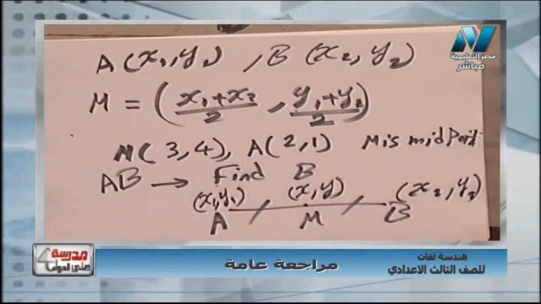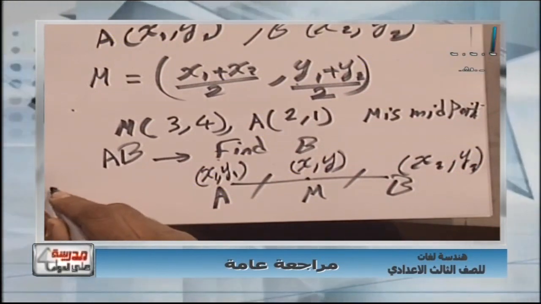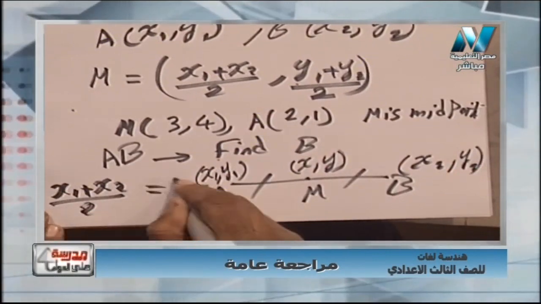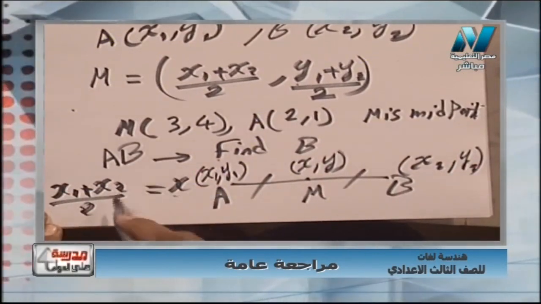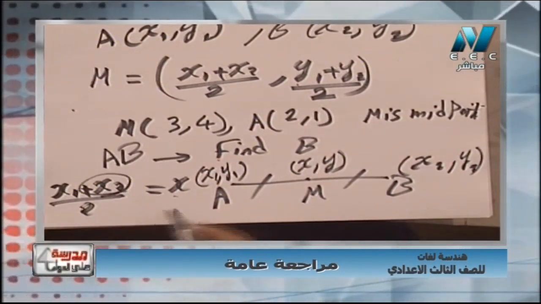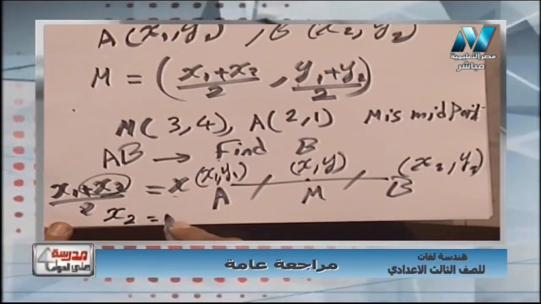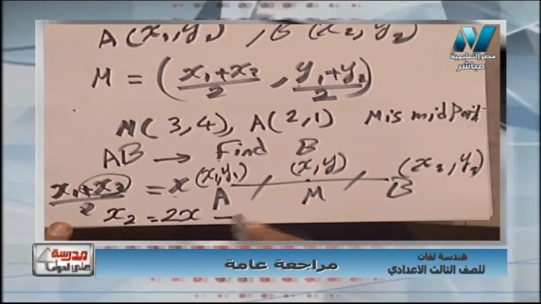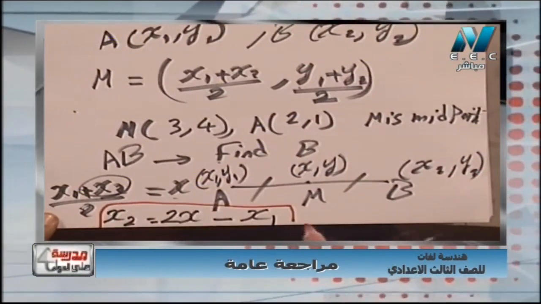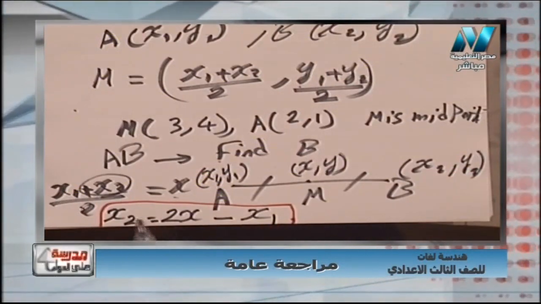Okay, the midpoint: x1 plus x2 over 2 equals x, where x is the midpoint. If we want to find x2 by using cross multiplication, then we get x2 equals double the midpoint minus x1. It means one of the endpoints equals double the midpoint minus the other endpoint.